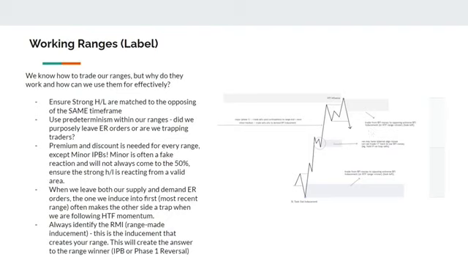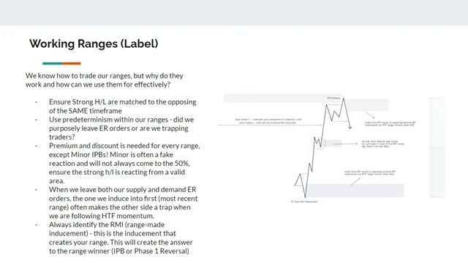Premium discounts needed for every range except minor inducement pullbacks. We went over this last time, but minor pullbacks create fake reactions and will not always come to that 50%. So this supply up here has to react to a valid supply. Can't be a smart money trap, can't be already mitigated, because if it was, and it was a minor inducement pullback here, then this might pull back straight up and it won't follow the range rules. So ensure that we're reacting from valid areas at our extreme high and our extreme low.